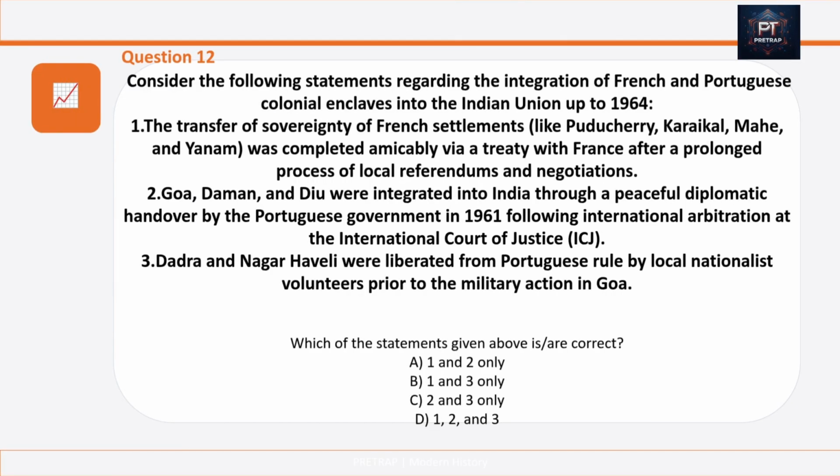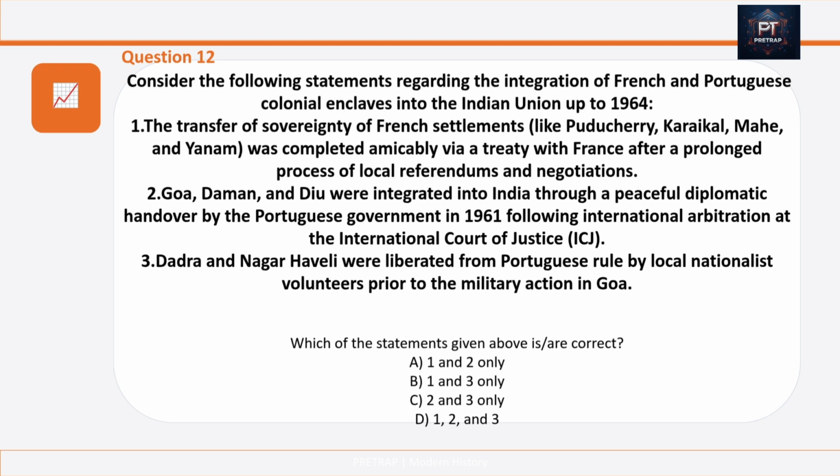Question number 12 is consider the following statements regarding the integration of French and Portuguese colonial enclaves into the Indian Union up to 1964. Number 1. The transfer of sovereignty of French settlements like Puducherry, Karaikal, Mahe and Yanam was completed amicably via treaty with France after a prolonged process of local referendums and negotiations. Number 2. Goa, Daman and Diu were integrated into India through a peaceful diplomatic handover by the Portuguese government in 1961 following international arbitration at the International Court of Justice. Number 3. Dadra and Nagar Haveli were liberated from Portuguese rule by local nationalist volunteers prior to the military action in Goa. Which of the statements given above are correct?